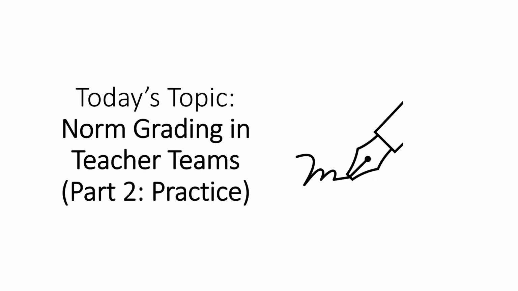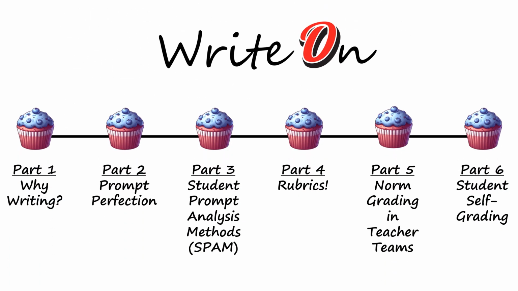Today's topic, norm grading and teacher teams, part 2, practice. Today we're following up last week's introduction to norm grading by practicing scoring calibration using a rubric. You and your Content PLC team members will look at 4 student work samples from a hypothetical Socratic seminar reflection assignment, grading each one individually before sharing and discussing how you each applied the rubric to evaluate the student work samples.